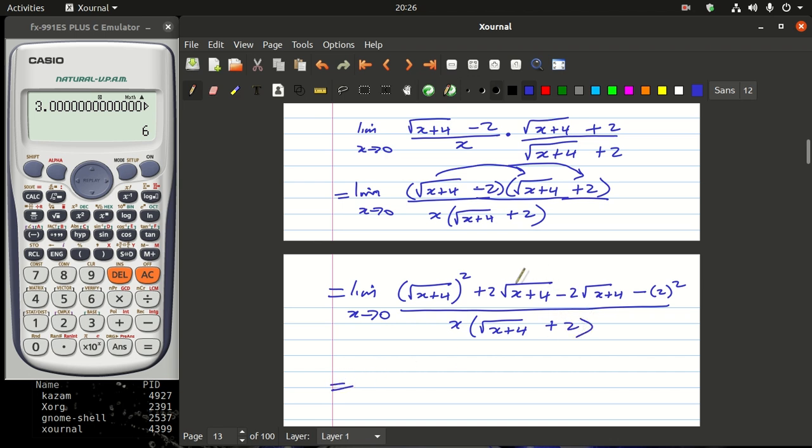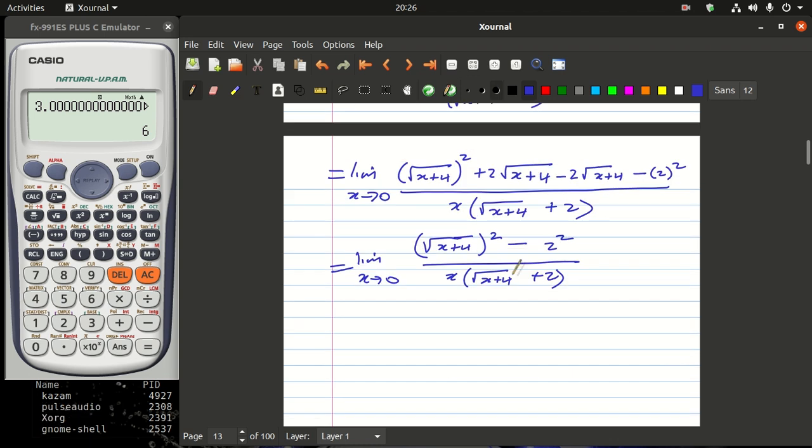Of course, if you look into this part and that part, they look the same except that they have opposite signs. So these two are gone, and now I'm left with the limit as x approaches 0 of the square root of x plus 4 squared minus 2 squared, all over x times the square root of x plus 4 plus 2. Now, I have this nice thing here which I want to simplify. The limit as x approaches 0 of this squared will remove that root.